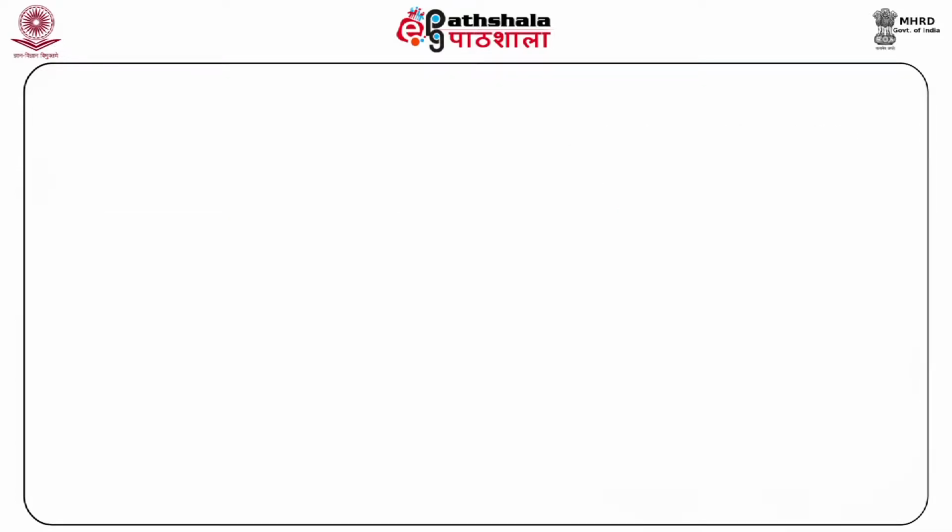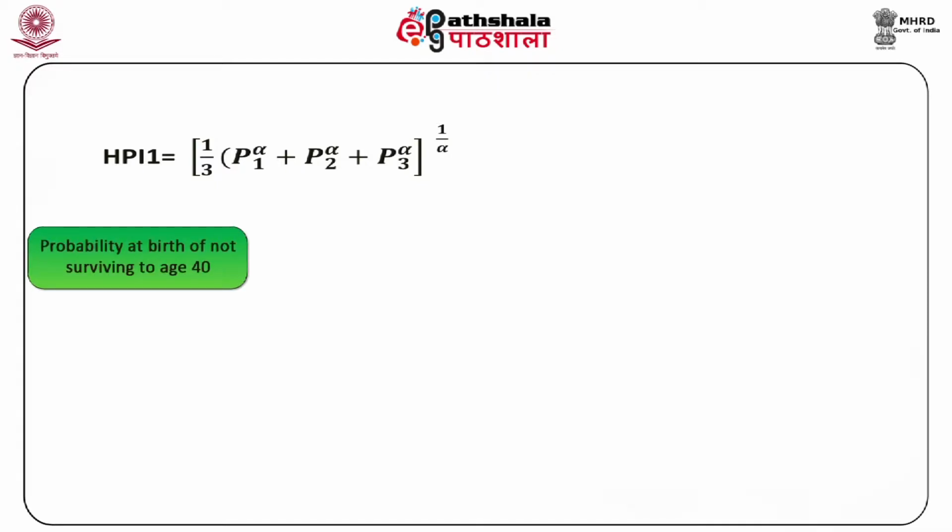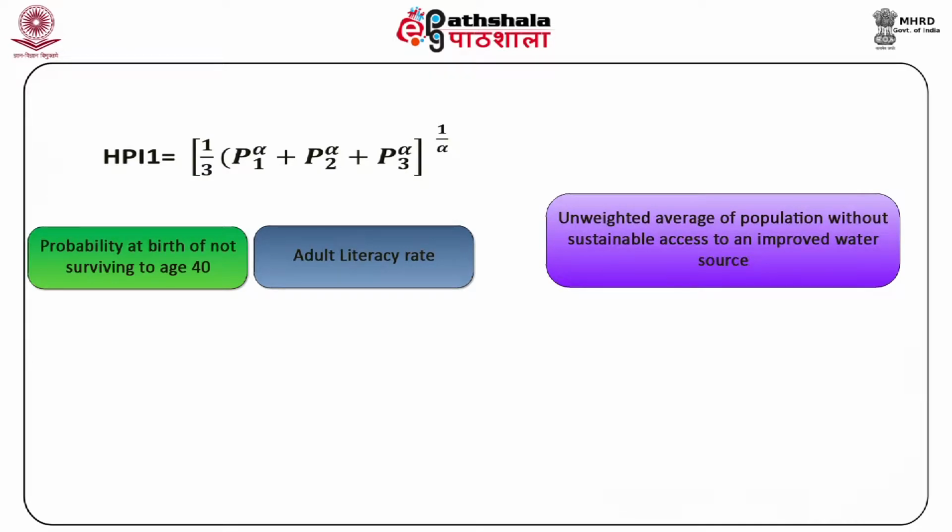The HPI-1 for developing countries can be calculated by using the formula HPI-1 = [1/3 (P1^α + P2^α + P3^α)]^(1/α), where P1 is the probability at birth of not surviving to age 40 times 100, P2 is the adult illiteracy rate, and P3 is the unweighted average of population without sustainable access to an improved water source and children underweight for age.